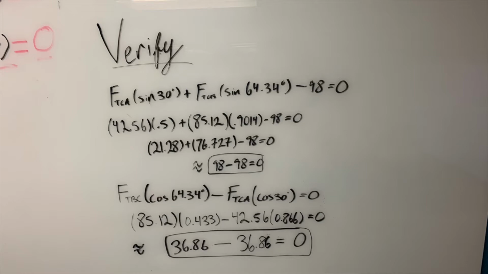First, we're going to put in our cosine values, so we have FTCB times cosine 64.34 minus FTCA times cosine 30 equals 0. Then, once we insert the values for FTCB and FTCA and get the values for cosine, we have 85.12 times 0.433 minus 42.56 times 0.866 equals 0, which is approximately 36.86 minus 36.86, which equals 0.